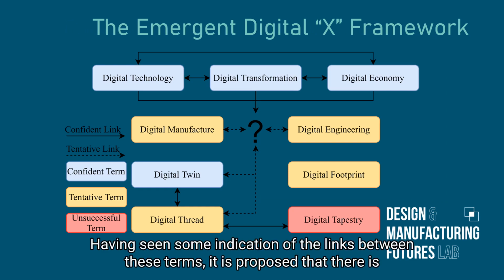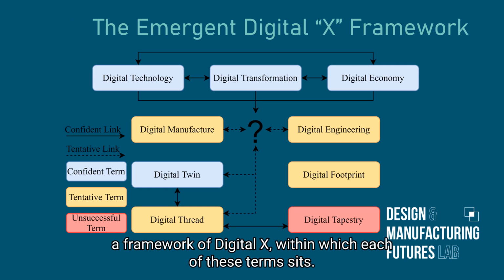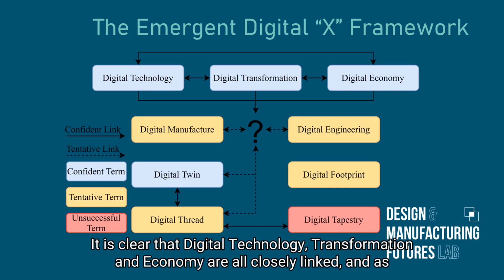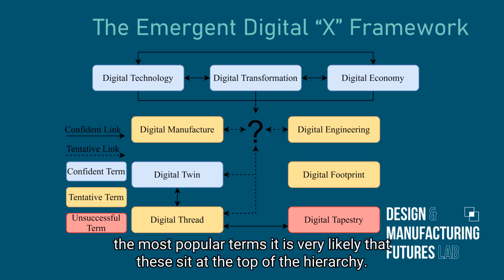Having seen some indication of the links between these terms, it is proposed that there is a framework of digital X, within which each of these terms sits. It is clear that digital technology, transformation, and economy are all closely linked, and as the most popular terms, it's very likely that these sit at the top of the hierarchy.